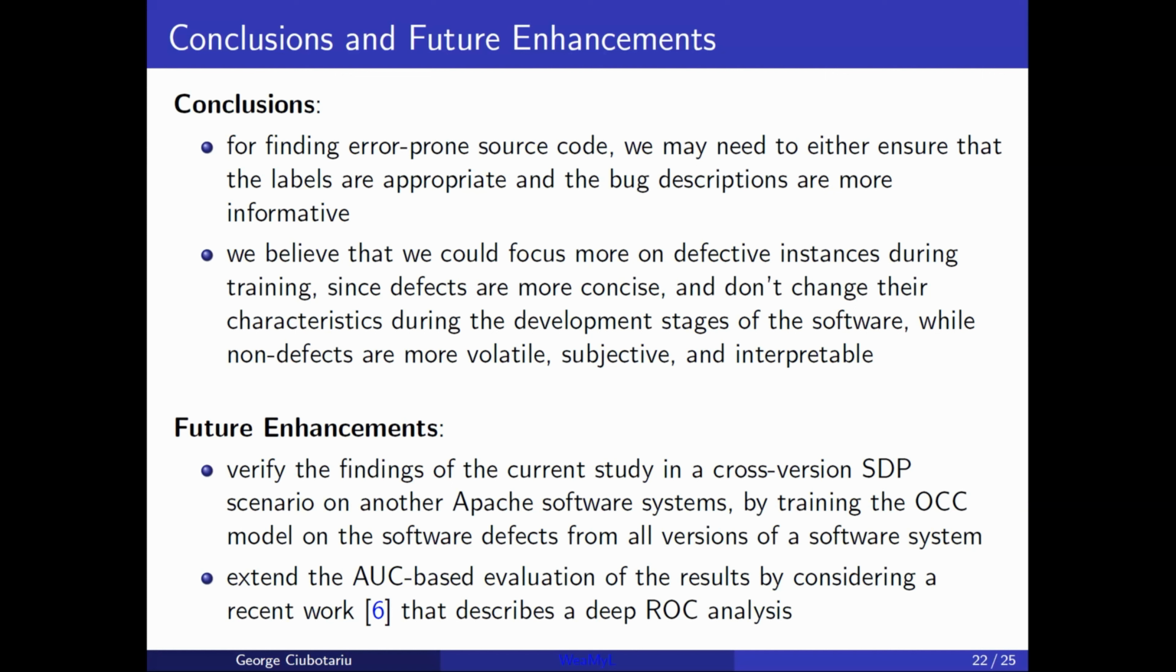well-functioning software. And for future enhancements, we may verify our findings on several other Apache software systems, and maybe also try to perform other experiments, like train on a whole project and test on the others, and perform an in-depth analysis with more metrics, and that may be more relevant to these class imbalance problems and overall in the software defect prediction literature.